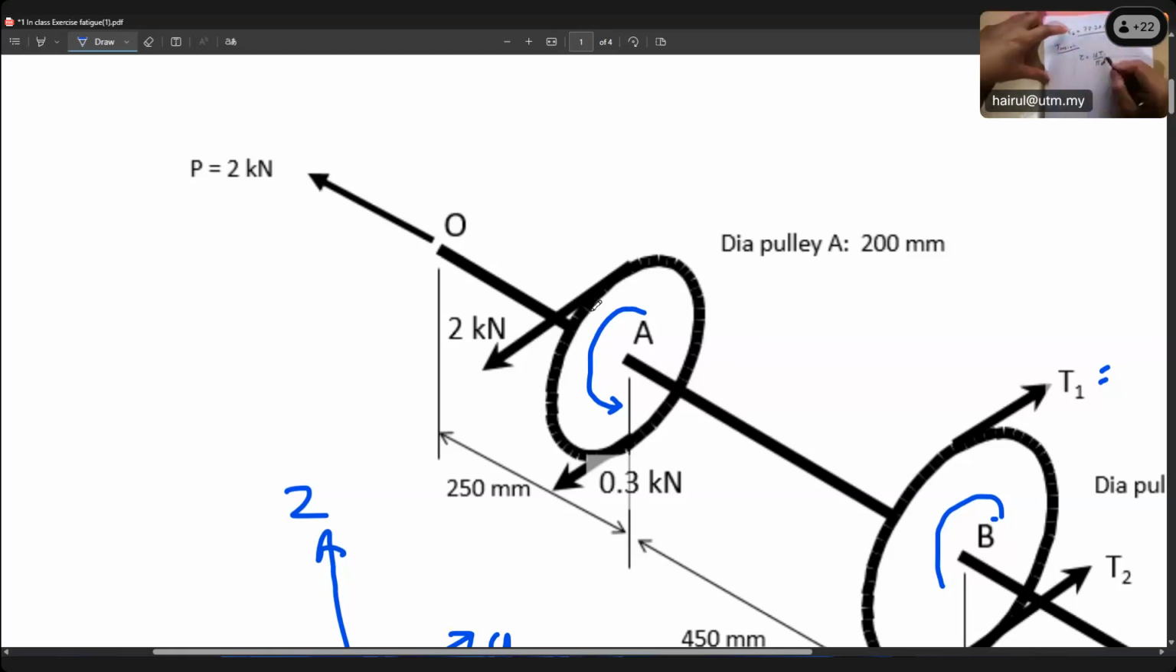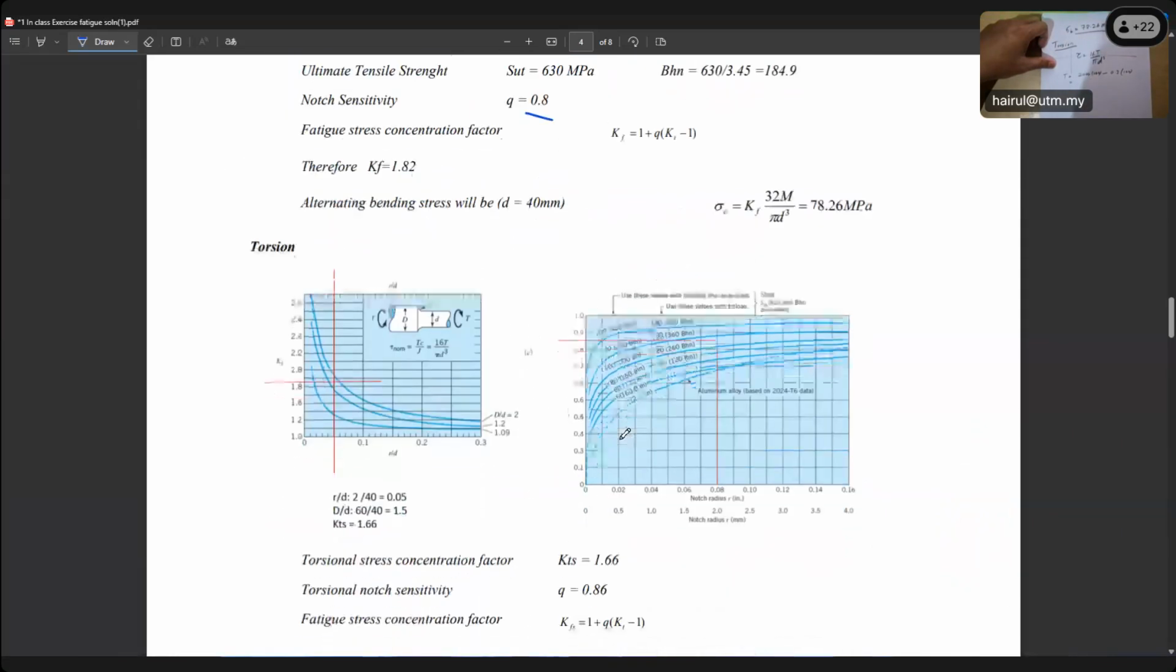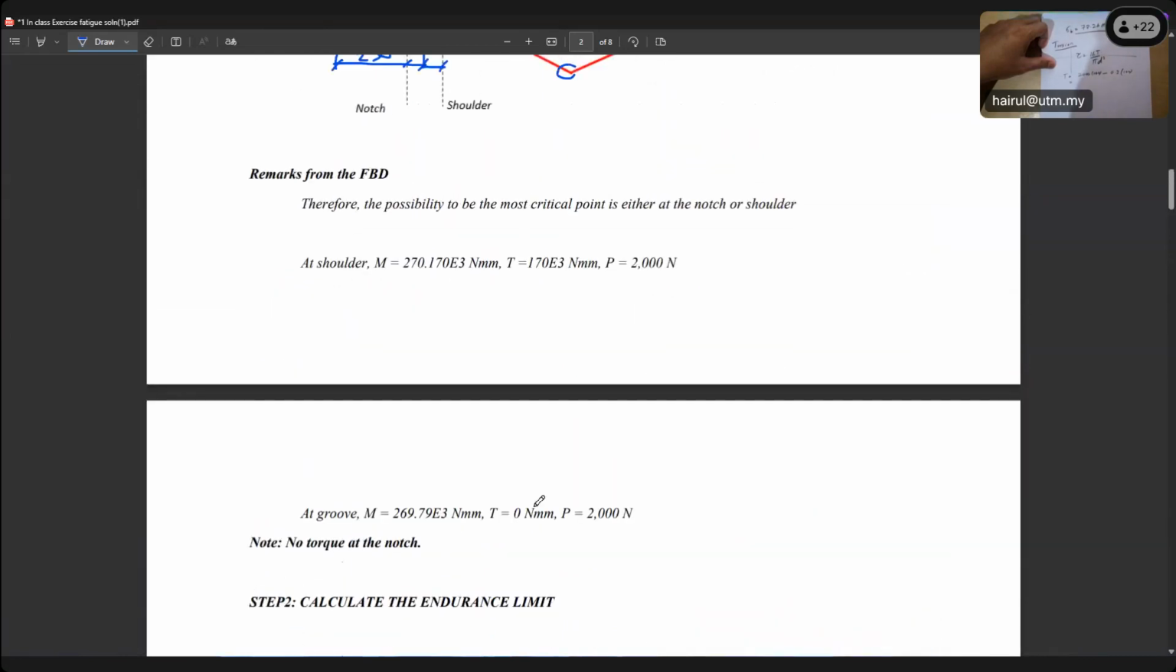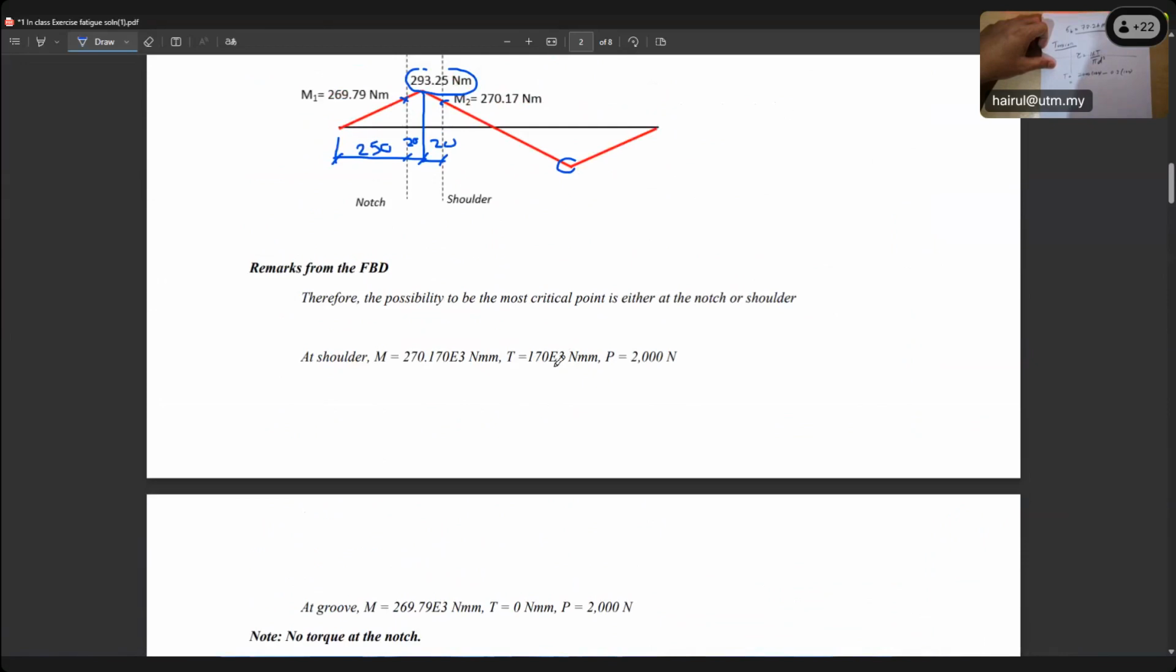The torque is 2000 Newton times the radius, 100, because the diameter is 200, minus 0.3 kilonewton, 0.3 times 100. That will be the total torque. If you look here, the total torque is already calculated above. The torque is 170 times 10 to the power of 3 Newton millimeter.